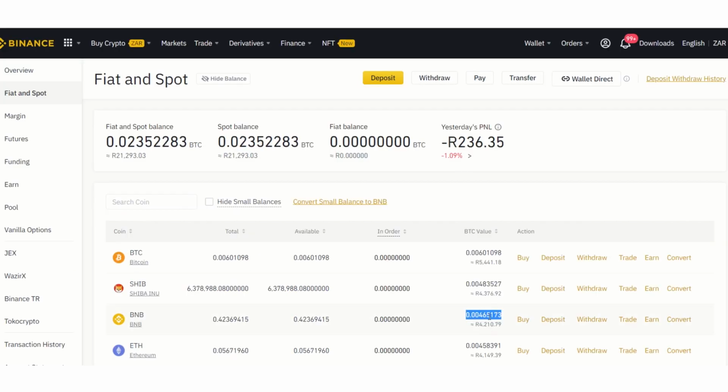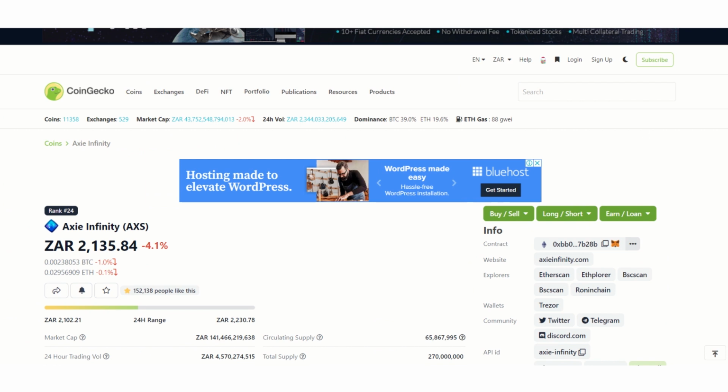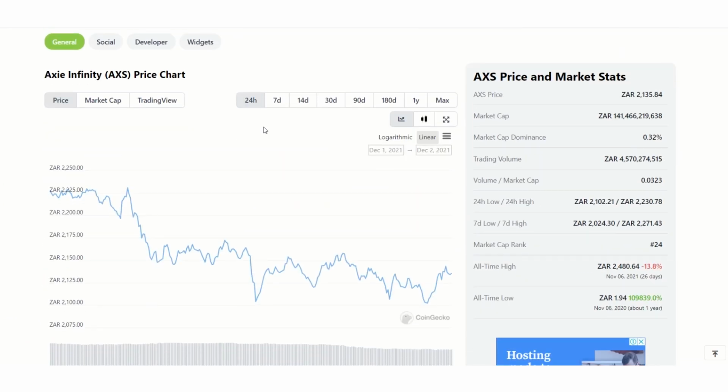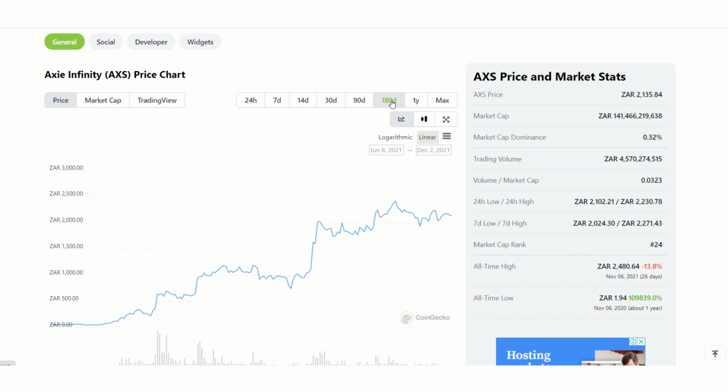So now we know. The next thing that we're going to do, we're going to check if this coin is doing well. So how do you check? You go and check the 180. I usually check the maximum. As long as the graph is going up, not starting here and going down, then you would know that this coin is doing well. And another thing that you need to check, from this day when it was low, which date, you can see it's 18 June 2021. This was 65 Rand and now it's 2,000. So you see how much money I could have made if I bought this while it was low.